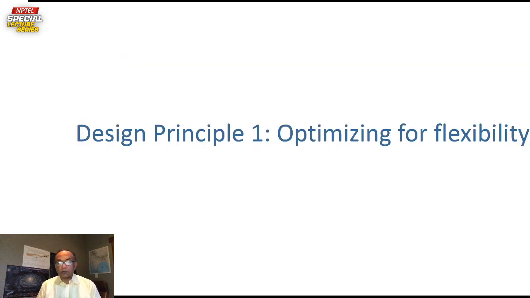So I'm going to talk about four design principles today. And the first design principle is what I call optimizing for flexibility. Typically in engineering, we have some optimality criteria, whether it's minimizing the weight or minimizing the latency or something like that, and we optimize the design around that. Sometimes there are one or two factors, objective functions, that we try to optimize. One of the things that we never learned is the notion of optimizing for flexibility. What do I mean by that?